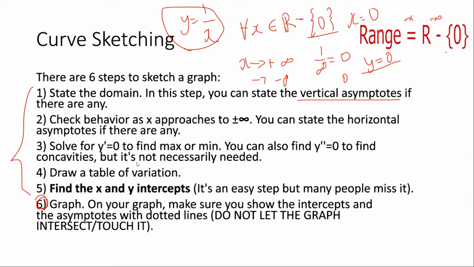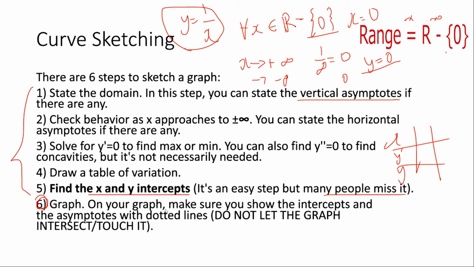Draw a table of variation: this is the x, and then you have y prime, and then y, and then you have all the values. Look at the course revision sheet, they have a better table. 5. Find the x and y intercepts. This is a step that everyone skips. Don't skip this step. You lose marks just for skipping these easy parts. Once you find it, you'll get the marks. It's just substituting values, not that hard. Just don't forget it.